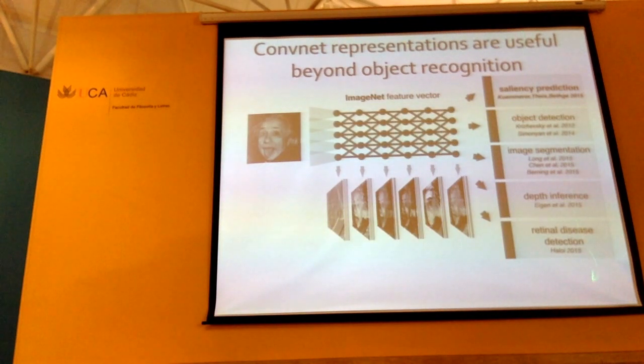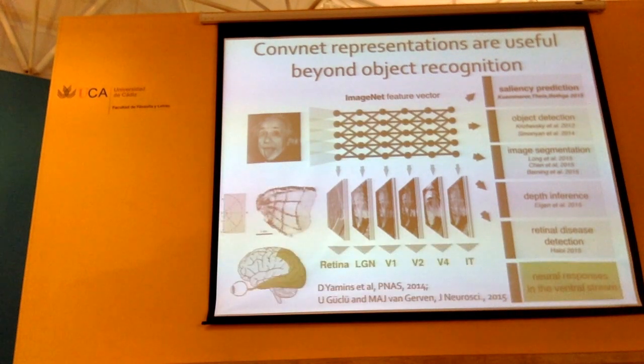There is lots of work since then where people use feature vectors of VGG, which is now a very popular network that works on many things, but also other networks, and applied it to other problems like image segmentation, depth inference, object detection, and so on. And interestingly, since I'm a neuroscientist, I mention this too: it also works very well in predicting neural responses in the visual pathways.